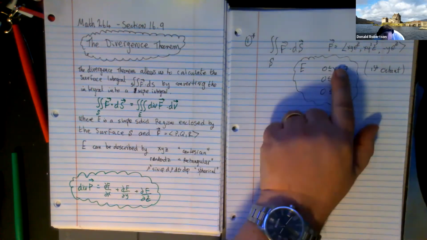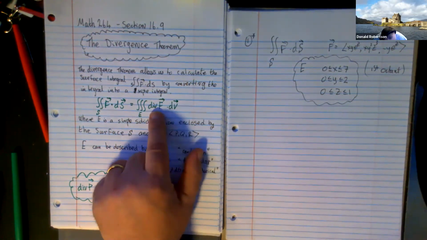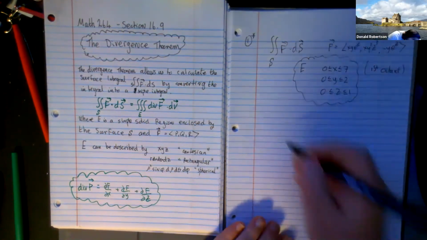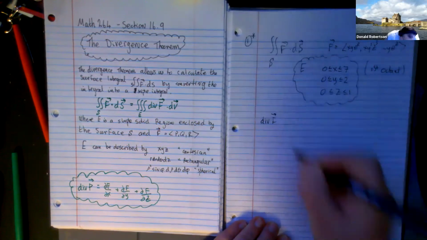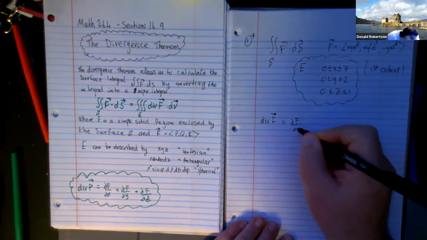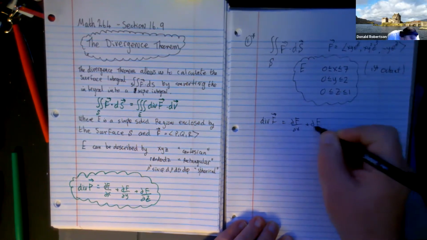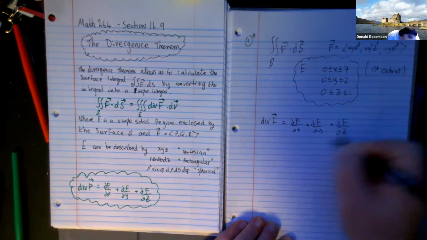Based on the fact that these are nice numbers, would you agree that this is going to be a dx, dy, dz situation probably? Unless I get really surprised. And now we need to find div of v. So the divergence of f is the partial derivative with respect to x, the partial derivative with respect to y, and the partial derivative with respect to z.